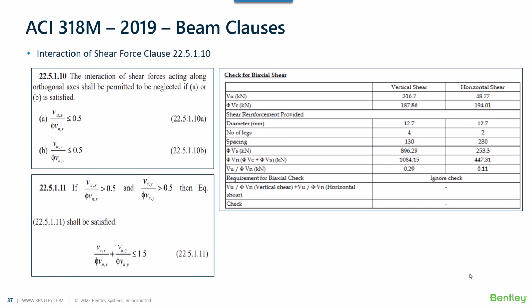And lastly, for the design of biaxial beam as per ACI 318 2019, the biaxial shear is calculated as per the recommendations made in the clause 225110. Okay, so these are a few of the clauses which I have tried to cover, which are important, and they are implemented in RCDC when each condition or each case of the beam is designed.